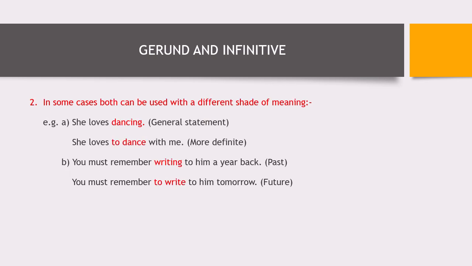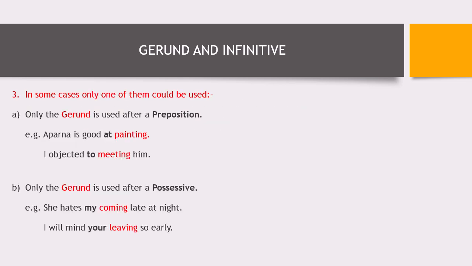Gerund and infinitive. 2. In some cases, both can be used with a different shade of meaning. For example, A. She loves dancing. General statement. She loves to dance with me. More definite. B. You must remember writing to him a year back. Past. You must remember to write to him tomorrow. Future.